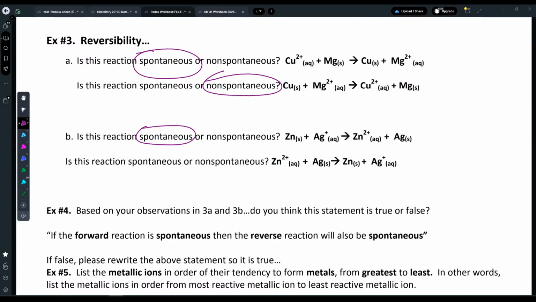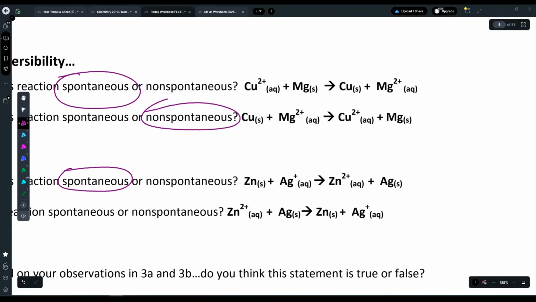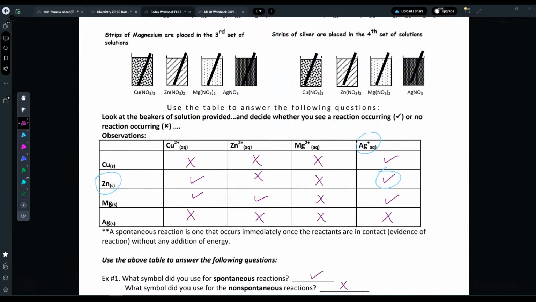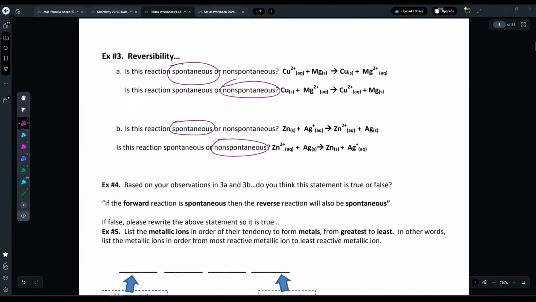Now, is this reaction spontaneous or non-spontaneous? Something you should notice about these reactions is that for the first question, the products they had for the spontaneous reaction are the reactants for the non-spontaneous reaction. Just make sure you notice that. Now for zinc 2+ and silver solid, maybe you've already guessed that, but let's check out our data table here. Silver solid and zinc, that was non-spontaneous there. So that's going to be non-spontaneous.